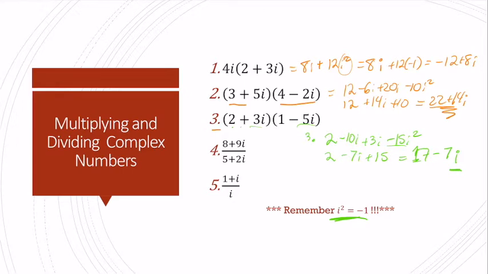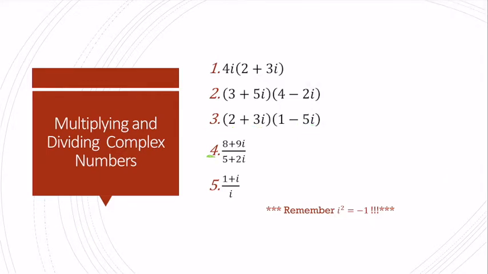When we're dividing complex numbers, what we need to remember first is that we do not like having radicals in our denominator. And the square root of negative 1, i, is a radical. So we're going to have to multiply by the conjugate. So let's go ahead and divide these.